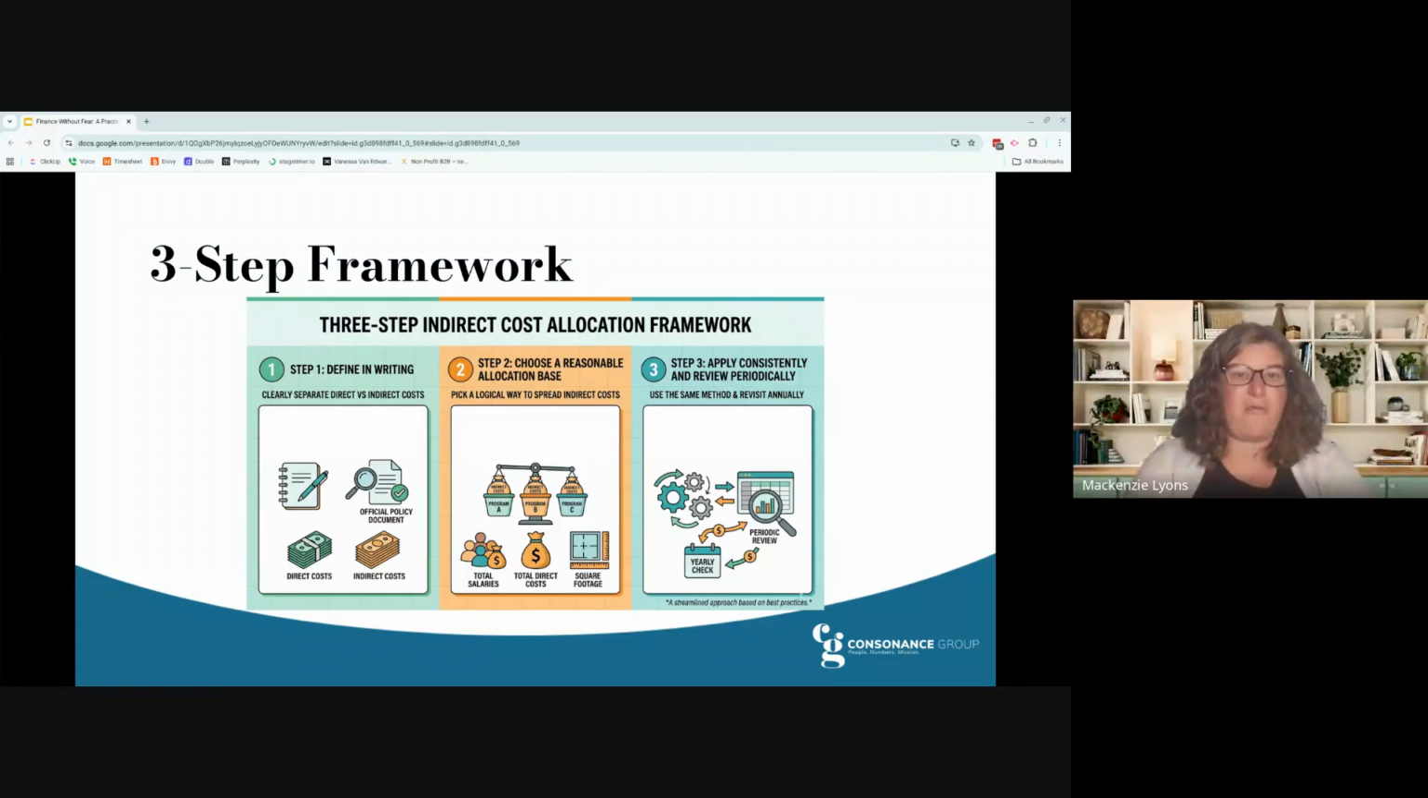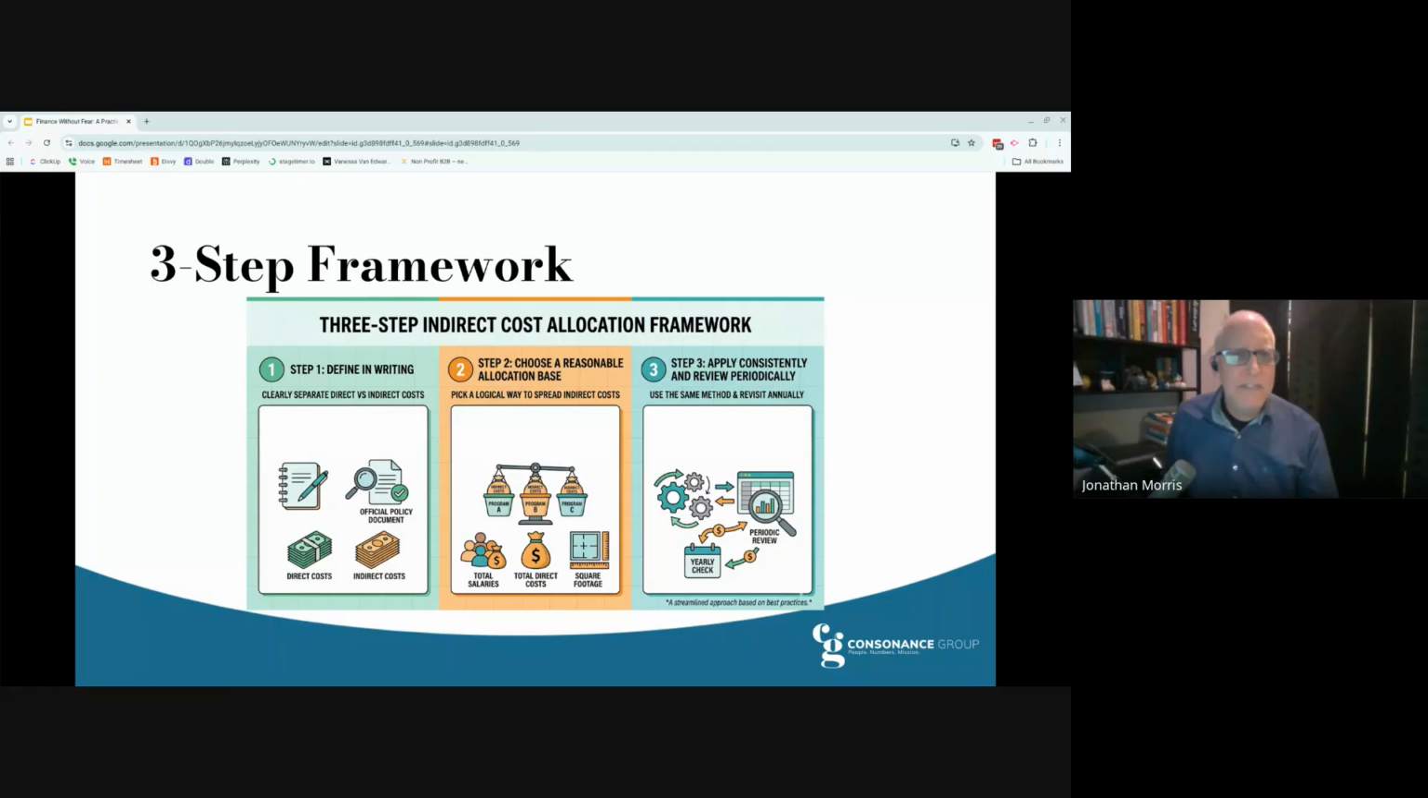Having that written and consistent doesn't just make auditors happy. It does make them happy, but it also makes it easier to explain true program costs to your board and to the funders as well. Exactly. That's exactly right.